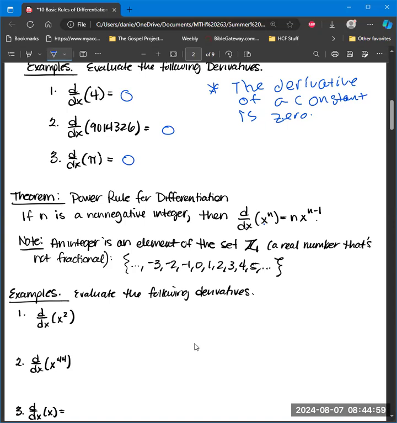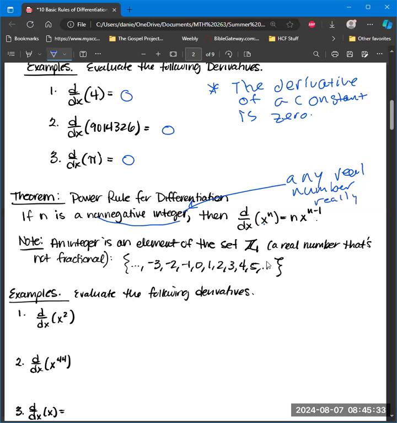So it's not fractional. It's not a square root or something like that. It's the whole numbers and their opposites. So there's that whole set of what an integer is. And actually, even though we say it's a non-negative integer to start off with, this is going to work for any real number. We just want to start off with easy examples.